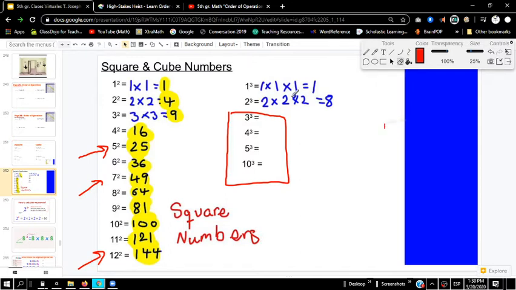All right, hopefully you paused the video and you're able to do those 3 problems. 3 times 3 times 3 equals, well, 3 times 3 is 9, and 9 times 3 is 27. So you should have come up with 27. Just erase this. There we go. 27.